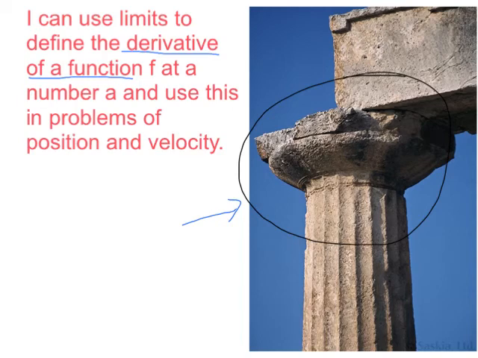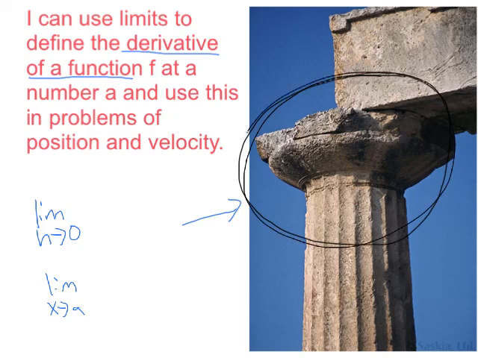As a wrap up, you should be able to use both definitions of the derivative. One of them is the limit as h goes to 0, and the other one was based off of the limit as x goes to a. And the answer to the trivia question is, featured to the right is a column of the Parthenon, and we can see by the very simple capital that we are in the Doric order of architecture.